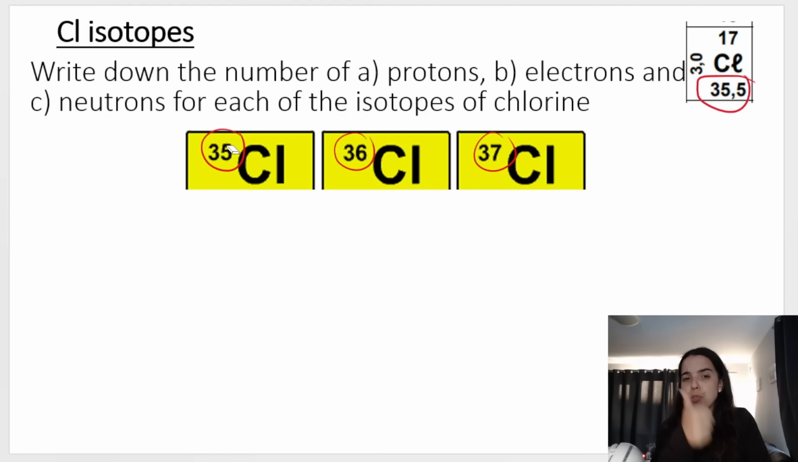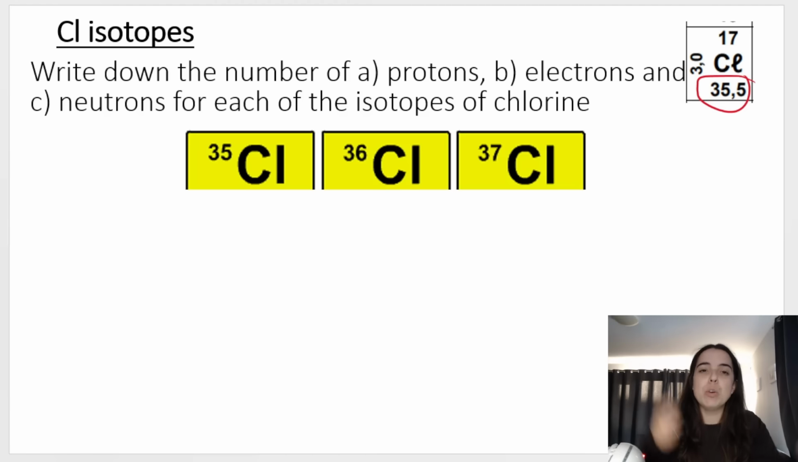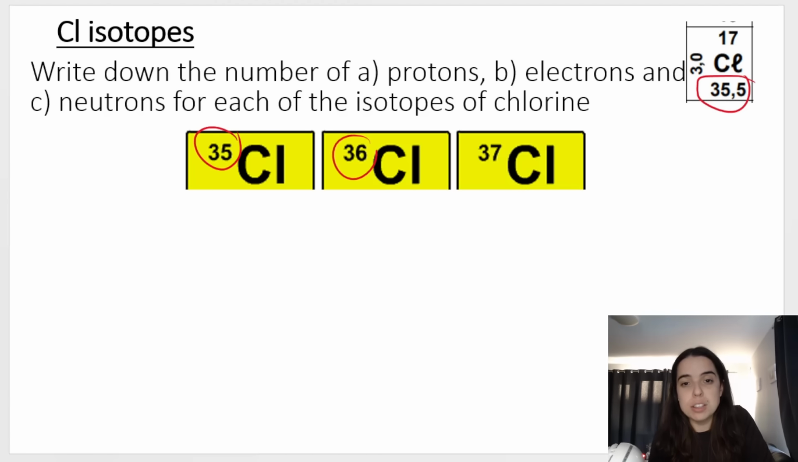If I take the average of 35, 36, and 37, I do not get 35.5. But I will get to that when I go over relative atomic mass. It's not as simple as just calculating the average. We have to consider the percentage abundance, which means how often we find these different isotopes in the world, in our universe, basically. But for now, let's not focus on that.